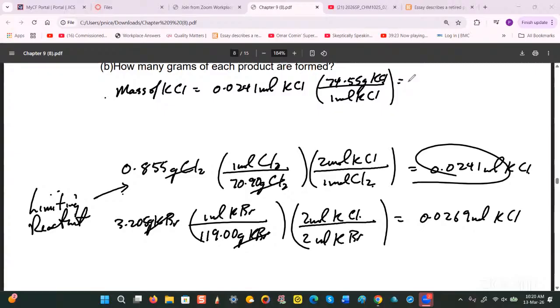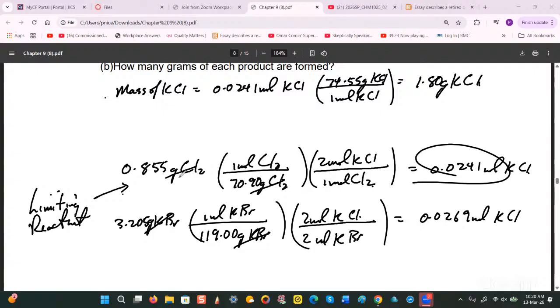Okay, so let's see what that gives. So that's 0.0241 times 74.55. So according to my calculation, now this I have to round off to 3 sig figs, which gives you 1.80 grams of KCl. All right. So that's the easy one. Now, the one that's more challenging is, well, probably not that challenging, the bromine.